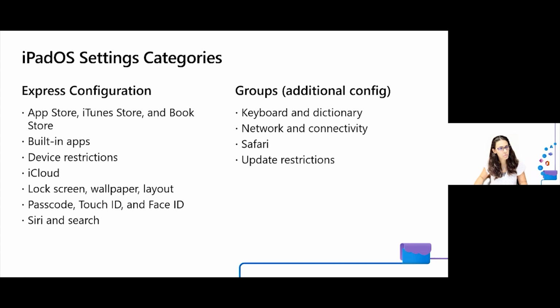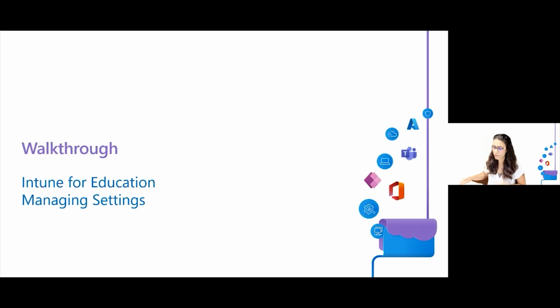The same logic applies for iPadOS. In express configuration, you have the most used categories of settings. Then if you go to groups, you have additional ones. And here in groups, update restrictions, for instance, will configure how these devices are updated. It's one of those that some organizations look at. Okay, so let's look into how this is done in practice.